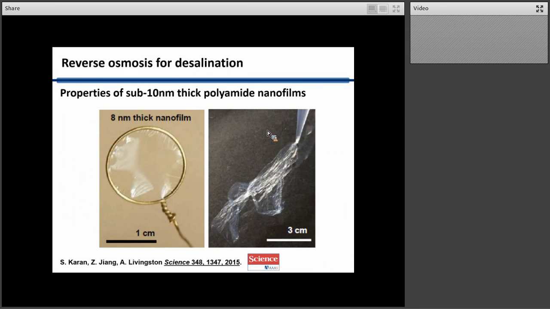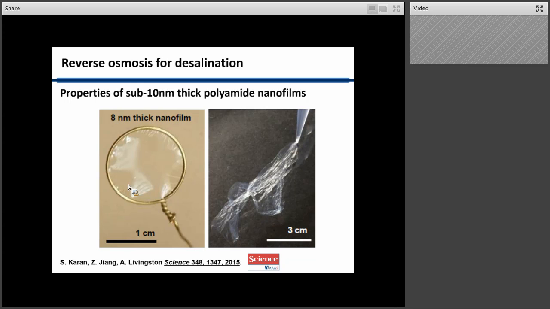The surprising thing with these films is that actually they're very strong. So you can see here we made a lasso, which is about 1.5 centimeters in diameter, and then we attached one of these 8-nanometer films to the lasso. If you just think about that for a minute, you've got an aspect ratio of something like a million, 1 times 10 to the 6, because you've got a film which is less than 10 nanometers, which is more than 1.5 centimeters in diameter. So it's about 20 molecules thick.